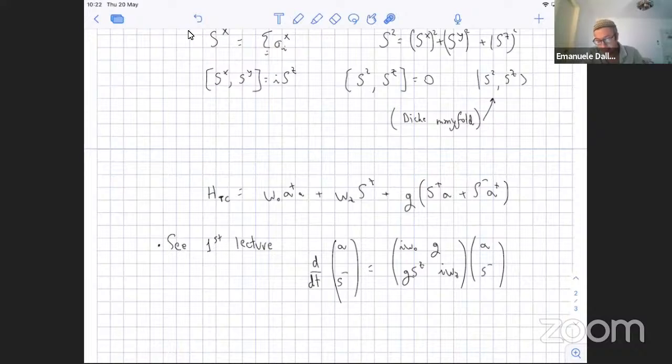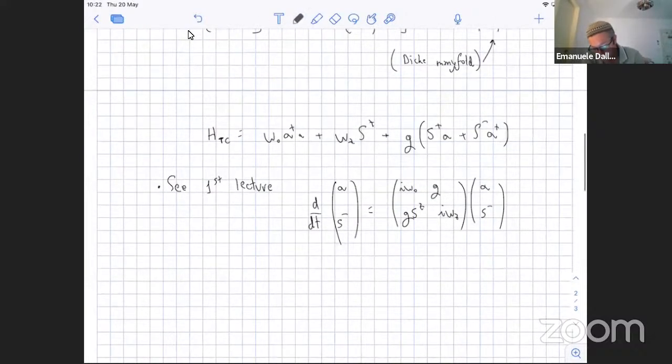Then I remind you from the last lecture, like in the first lecture, let's consider the case on resonance, where omega 0 equals omega z. In this case, this is just a unity operator, so it's very easy to diagonalize. And what you obtain is that the eigenvalues lambda are i omega z, plus or minus the square root of g squared S z.